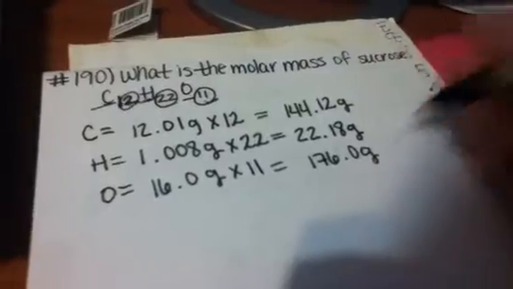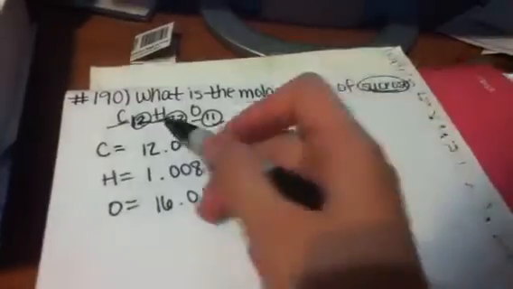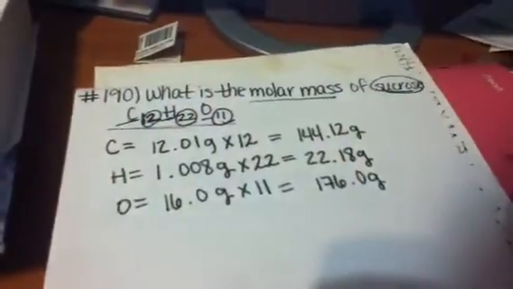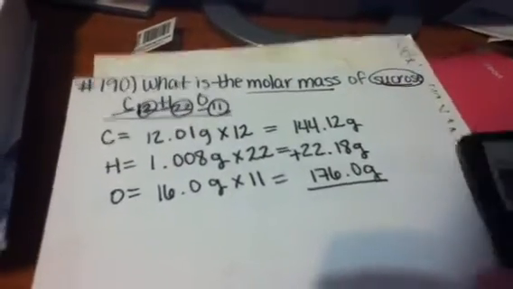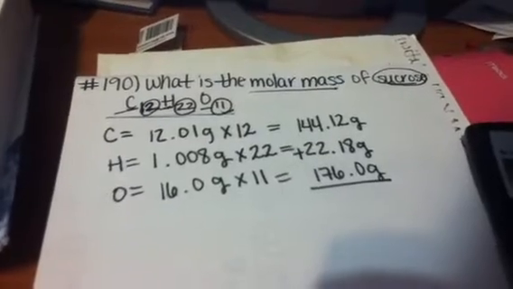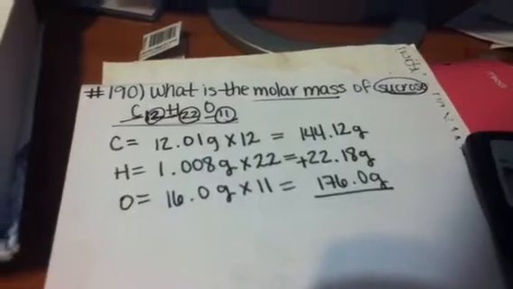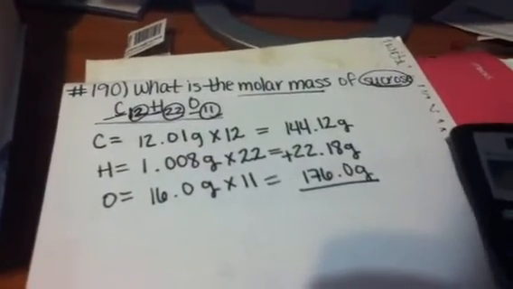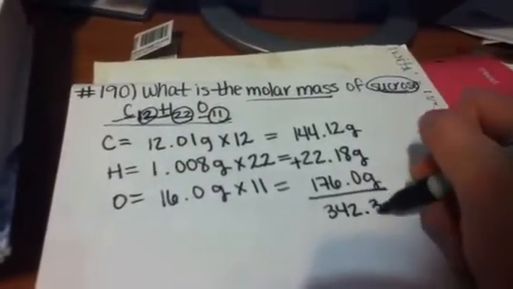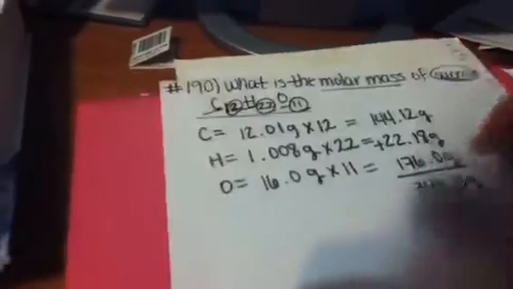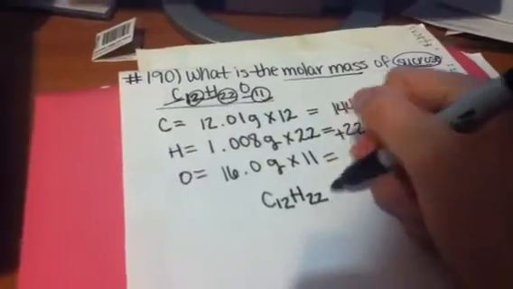So, it's asking us for the molar mass of sucrose. Sucrose is this whole thing. We have to add all these values up in order to get our total mass. Once again, we use our calculator. 144.12 plus 22.18 plus 176. That gives us a total of 342.3 grams. And this is our mass for sucrose.